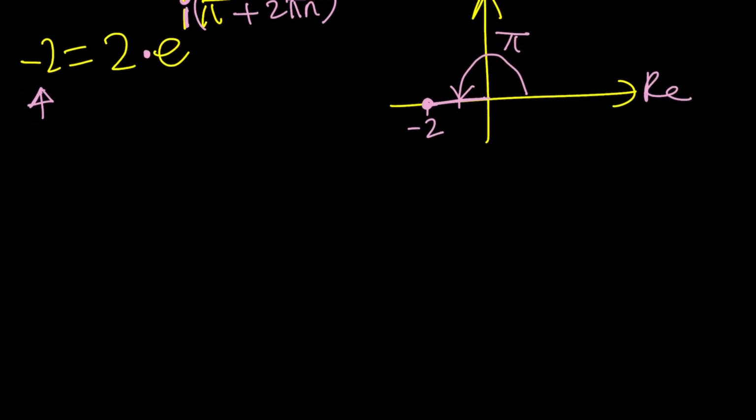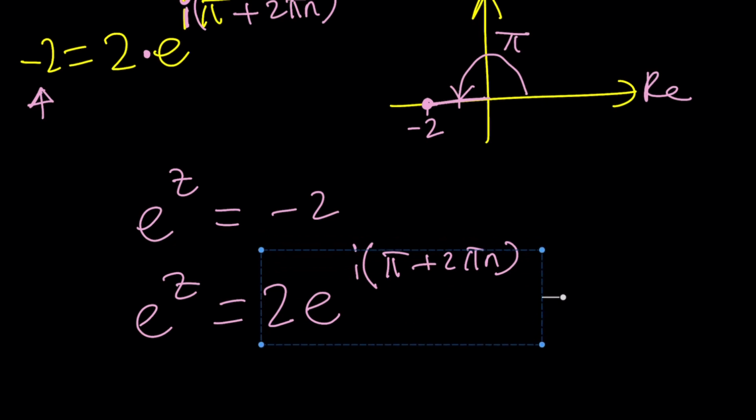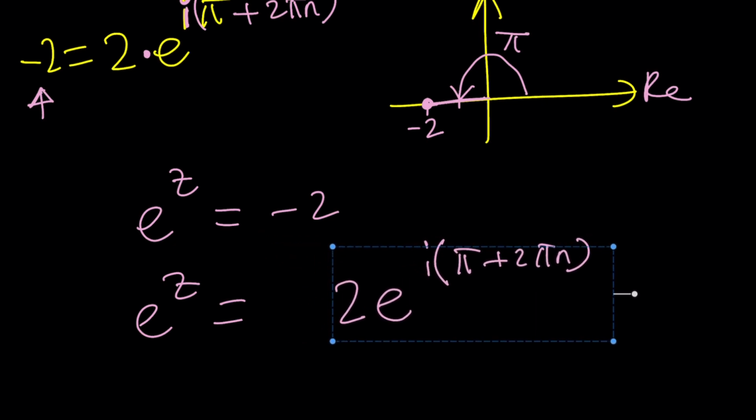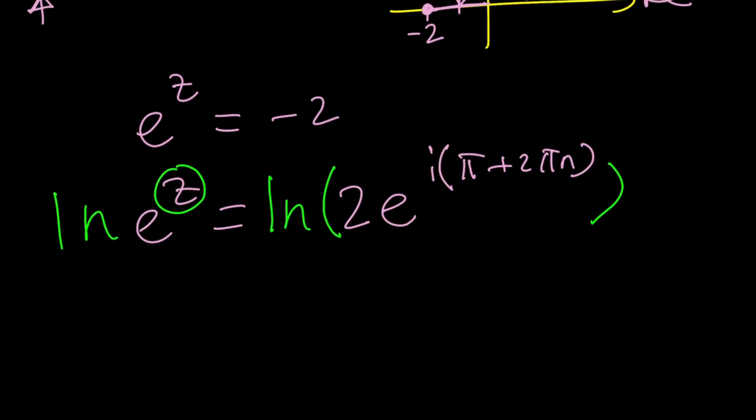I'm just setting this equal to that. So e to the z equals negative 2, which is 2 times e to the power i times (pi plus 2 pi n). And I should leave some room. I should have known, but no worries. I can still move stuff. That's good. Now I can go ahead and take the natural log of both sides, can't I? And when I do, of course, use parentheses sometimes, right? Move the z, that gives you z.